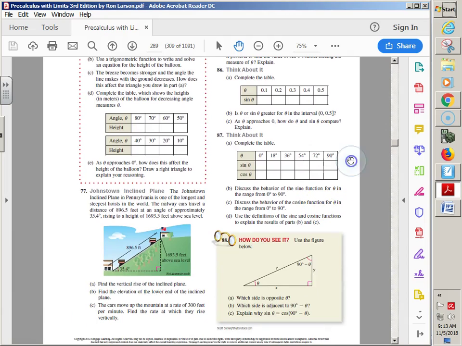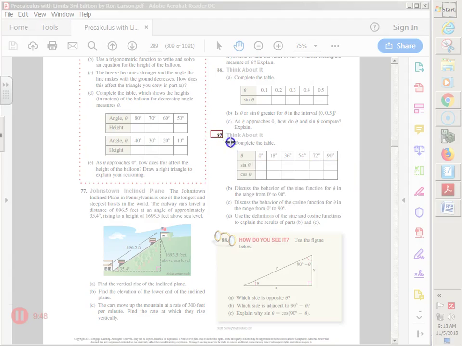There he is. Hey, what should your calculator be in for number 87? Degree all the way, right?